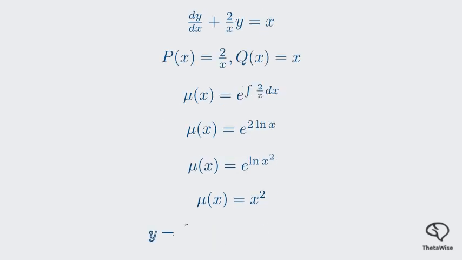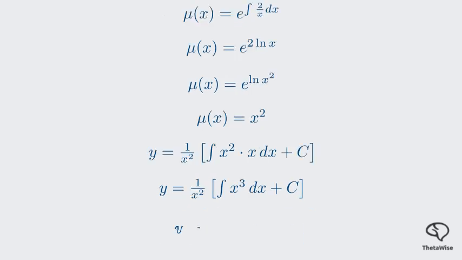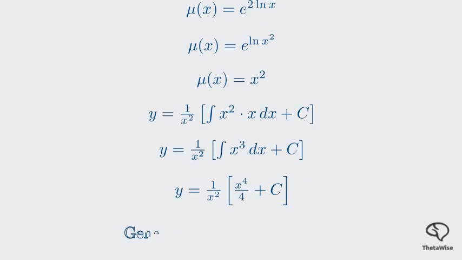The general solution is y equals 1 over x squared times the integral of x squared times x dx plus c. This simplifies to y equals 1 over x squared times the quantity x to the 4th over 4 plus c. Distributing, we get the general solution y equals x squared over 4 plus c over x squared.